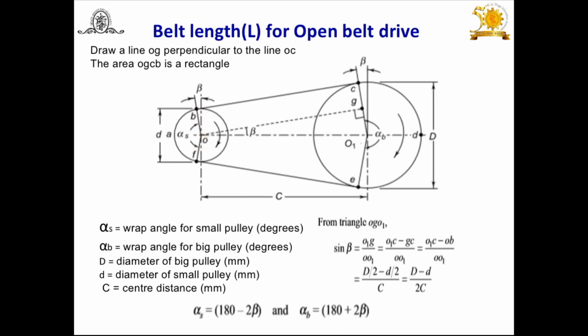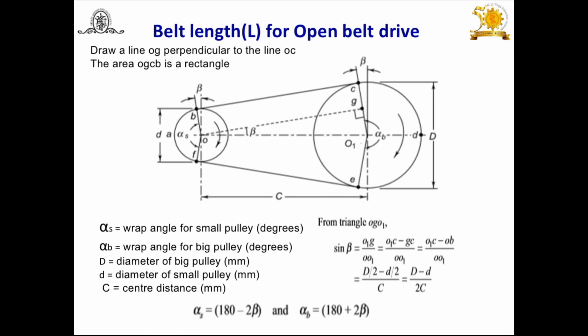Now let us find out sine beta. This beta is the angle. Find out the sine beta. Sine beta is equal to here O1G upon O1 and O. Substituting their values, you will get sine beta is equal to capital D minus small d by 2c. It is sine beta.